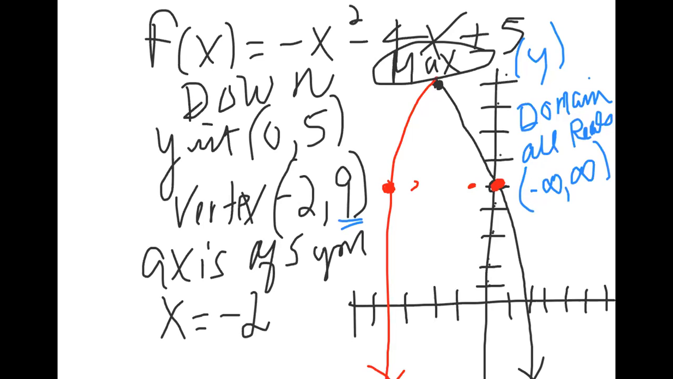Now, here's the hard part, because I was speaking to Miss Patterson. Miss Patterson said, you know what, Alcira? This is what they're having trouble with, the range, finding the range. So does anybody know what the range of this problem is? Parentheses, negative infinity, comma, 9 with the bracket.